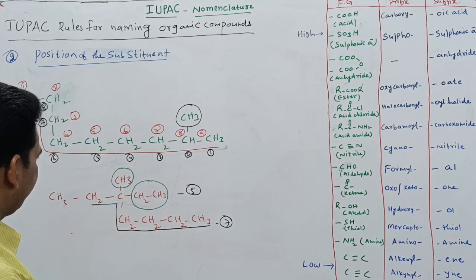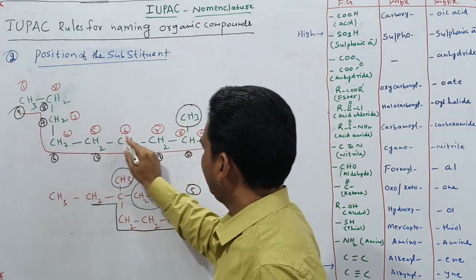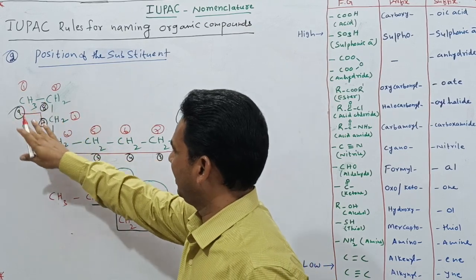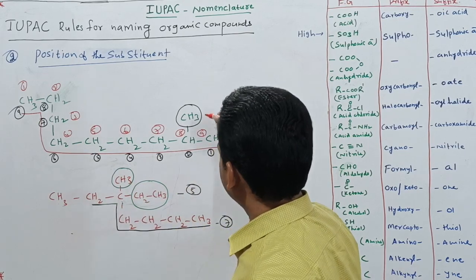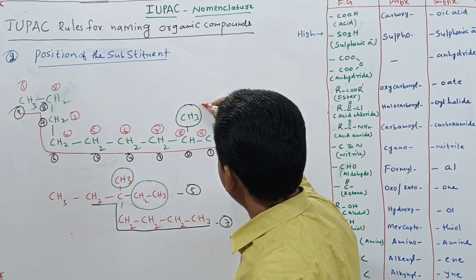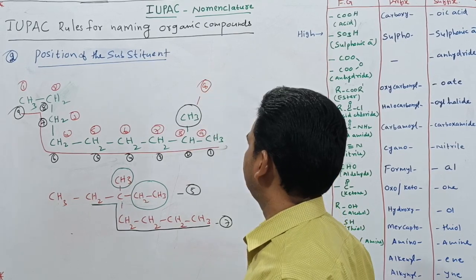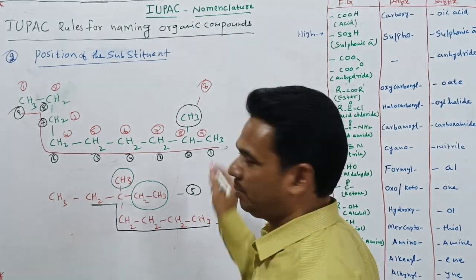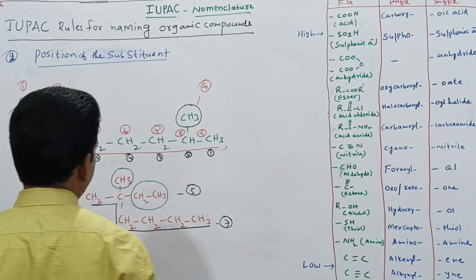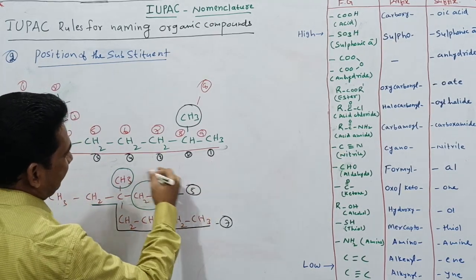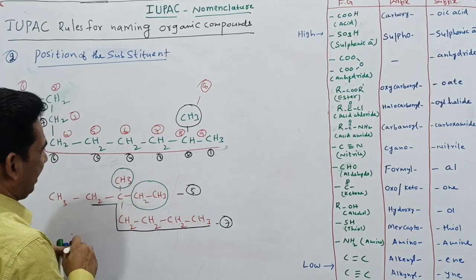See, here with the red marker I gave the numbering. When I give the numbering with the red marker from the left side, the substituent is going to get the 8th position. It means the methyl group is present at the 8th position. But when I give the numbering in the opposite order, with the black marker, 1, 2.